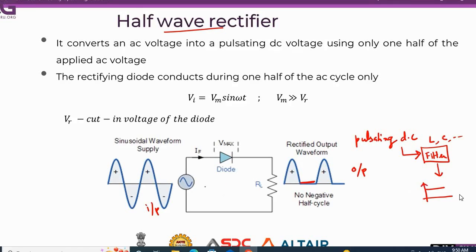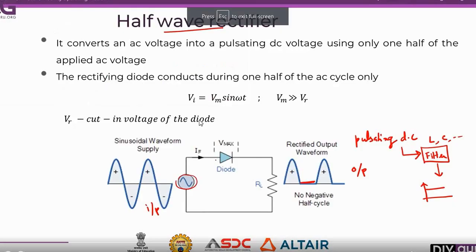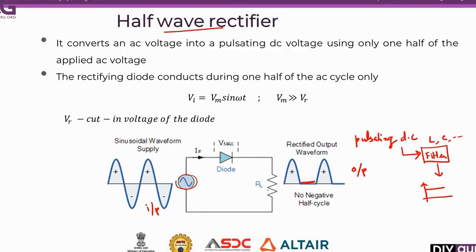Okay. See, in this circuit, we will be having an AC input. We have a single diode and this is connected to the load. This RL is the load. As we already know, this diode will conduct only in a single direction. The reverse direction is not possible.